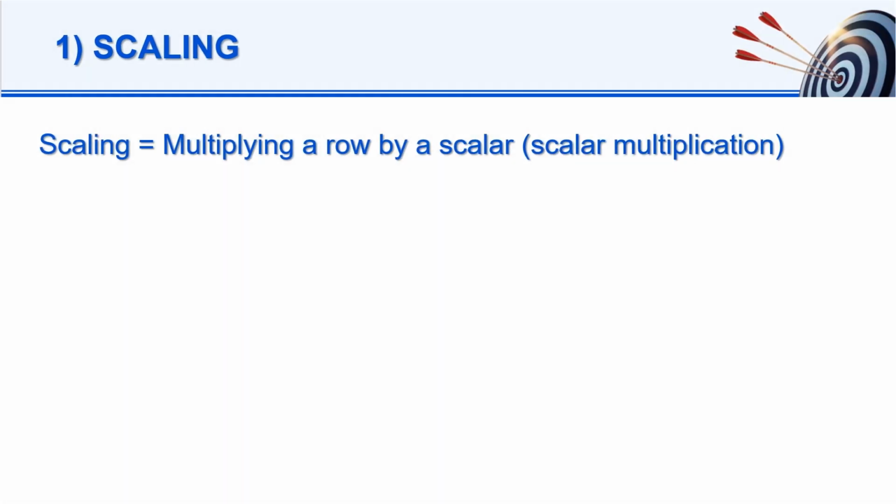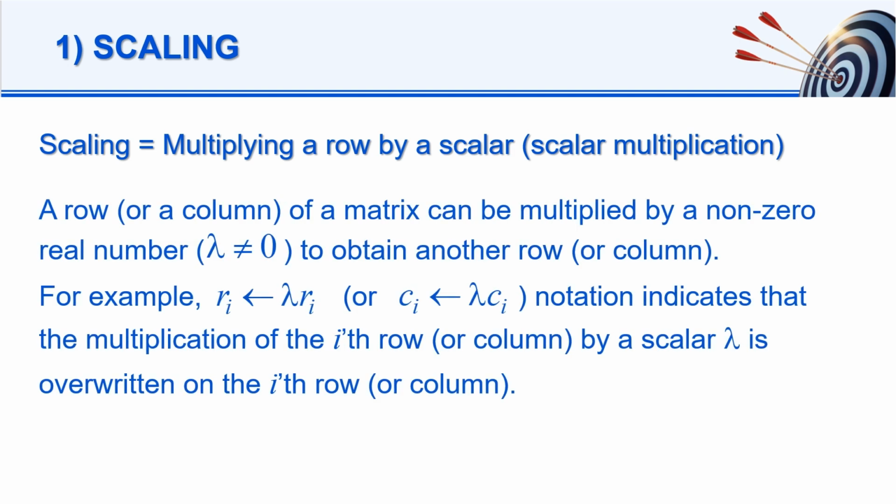There are 3 types of operations: scaling, pivoting, and elimination. The scaling operation involves multiplication of a row or column with a real scalar number. A row, or a column, of an augmented matrix can be multiplied by a real non-zero lambda to obtain another row, or column. Note the notation for row operation. The results are overwritten on the row the arrow points to.